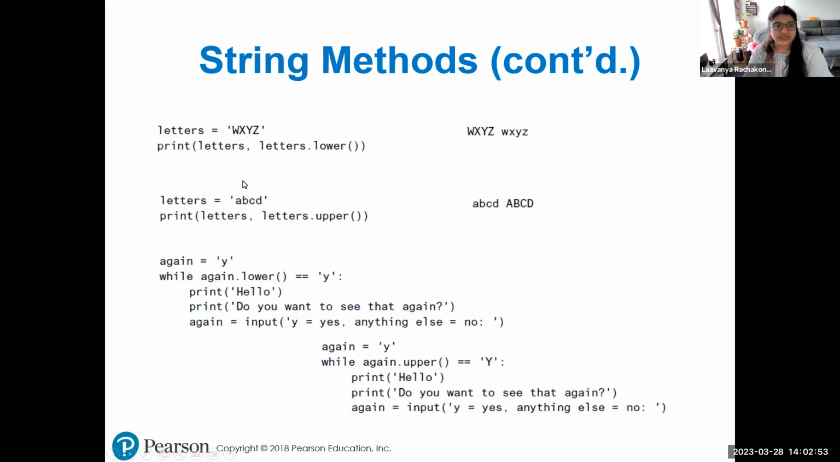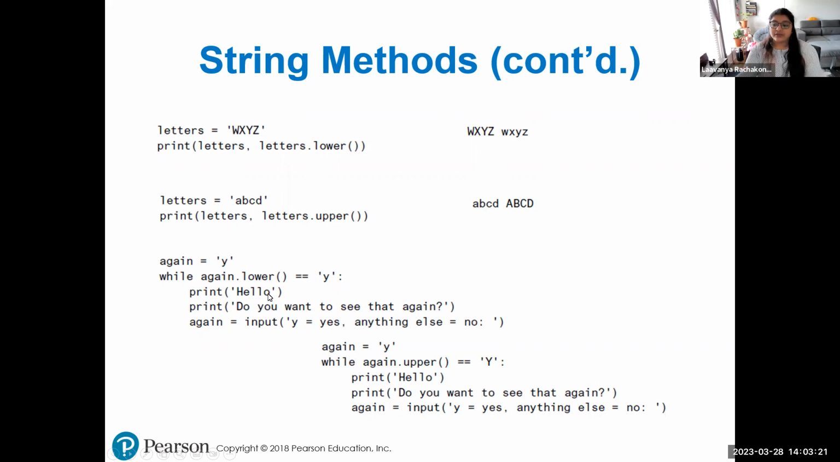I have some examples here, and whatever we don't have, we'll be discussing in the lab. You have letters W, X, Y, Z. If you want to convert that into lowercase, then letters dot lower will give W, X, Y, Z as my output. ABCD dot upper will give me ABCD in uppercase. So this is an example of lower.